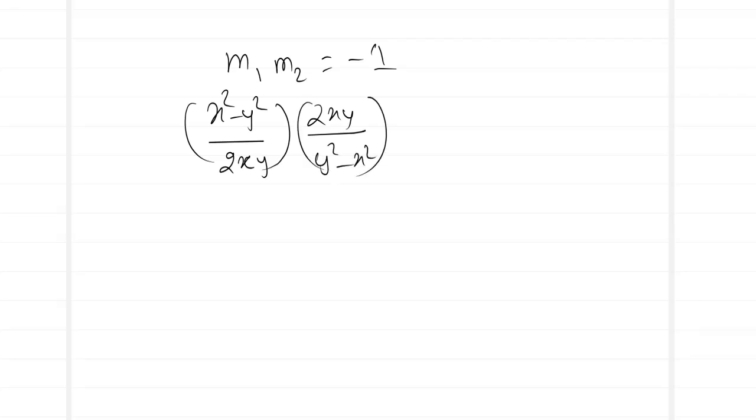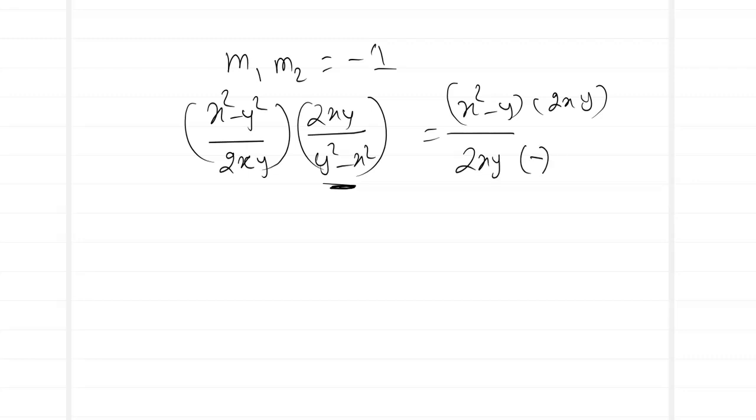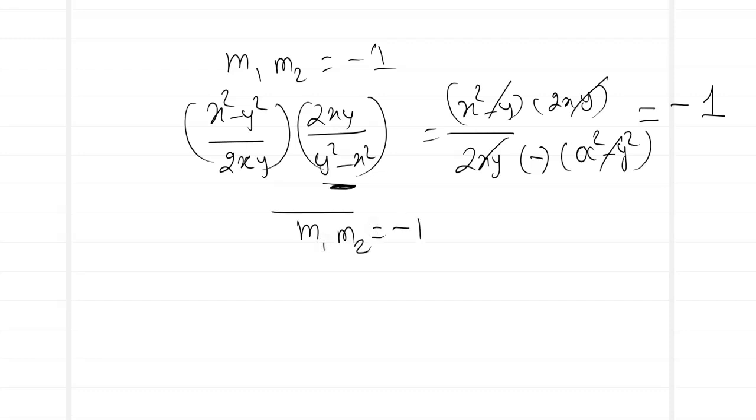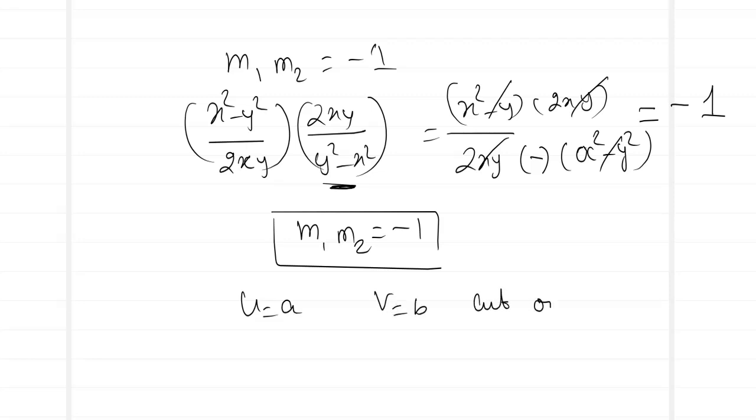So now take this minus sign outside from over here. So I will have x square minus y square over 2xy, and over here it is 2xy, and you will have minus sign of x square minus y square. So this can be cross multiplied and then cancelled off, leaving you with minus 1. Hence I have shown that m1, m2 equal to minus 1. Hence the curves u is equal to a and v equal to b cut orthogonally.